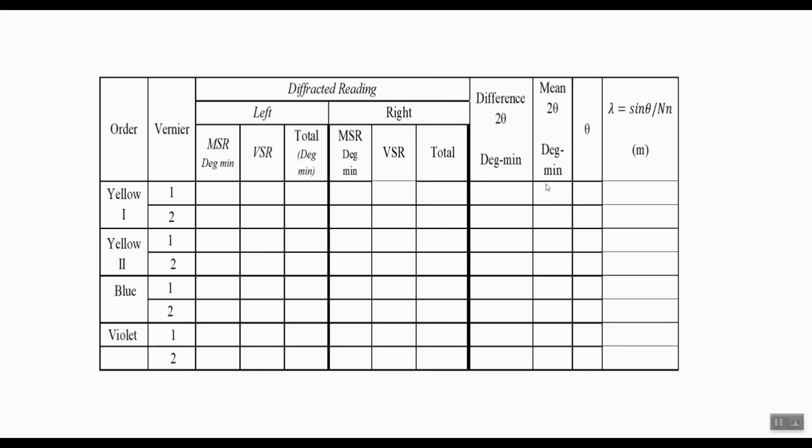The difference between these two readings, left and right, actually gives 2 theta, and then find out the mean of this 2 theta corresponding to the 2 vernier readings. That will actually give you mean 2 theta value, and then divide it by 2, that will give you theta. Substitute the value of theta in the grating equation, then you can easily find out lambda, which is equal to sine theta by nN, and here we are dealing with first order spectrum, so small n is equal to 1. And here we actually use 2 verniers just to make sure that the readings are accurate.